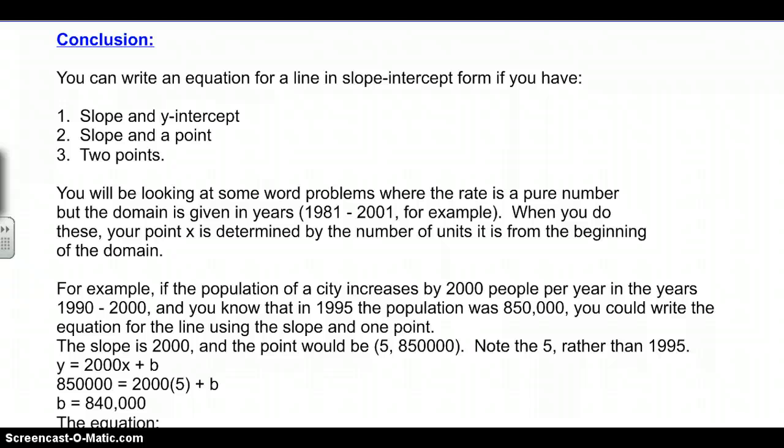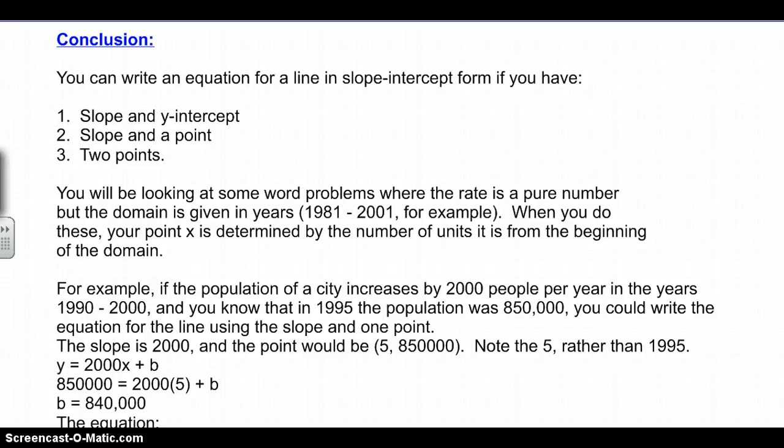Now, in this section, you're going to be looking at some word problems where rate is a pure number, but the domain is given in years. You know, it might be 1981 to 2001, for example. When you do these, your point x is determined by the number of units from the beginning of the domain. It's not going to be the full year number.